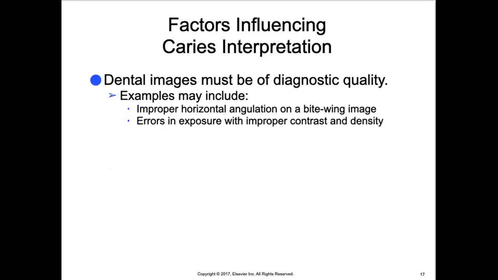So, some factors influencing caries interpretation. Just be aware that these images should be of diagnostic quality. Examples of erroneous diagnosis are improper horizontal angulation on a bitewing image, which will cause overlapping of the contacts, or errors in exposure with improper contrast and density. If you use too much exposure, we can cause burnout in certain areas, which we will discuss later, that can look like caries but is in fact not.